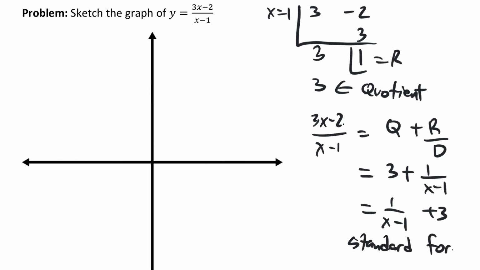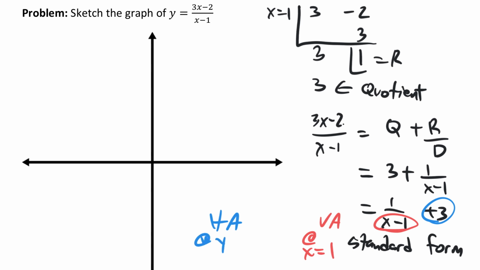So now we can identify, okay, this here remained the same. This is our vertical asymptote at x equals 1. And here is our horizontal asymptote. Let me just put that over here. Horizontal asymptote at y equals plus 3. So we go up 3. And we go over 1.